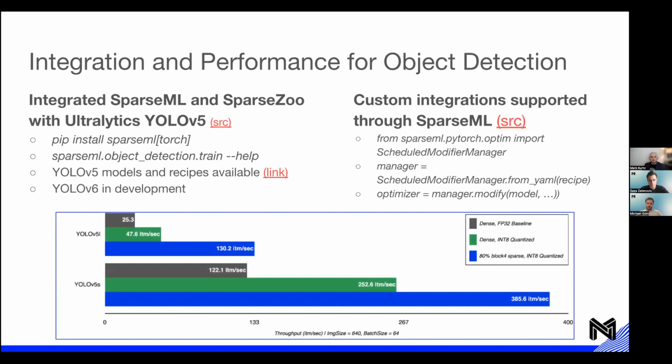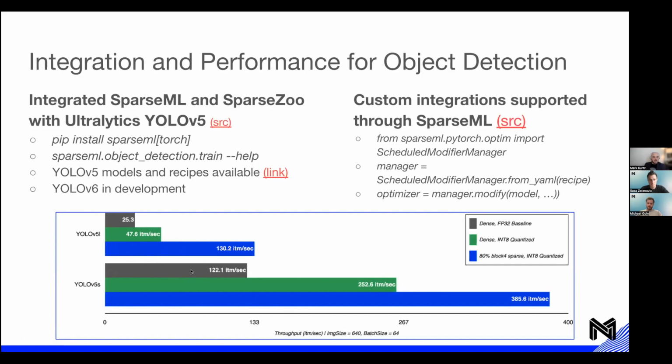Let's look at performance real fast. So we have YOLO v5L and YOLO v5S, for example. You can see that in this case, they're a little bit less than 80%, but for the YOLO v5L, YOLO v5S actually is around 70% sparsity. You can see for the YOLO v5L, we get to 130.2 items per second for the sparse and quantized version, which beats the YOLO v5S baseline, right?